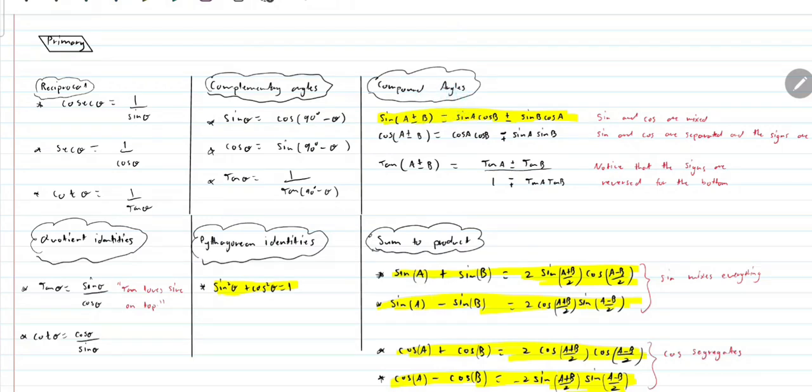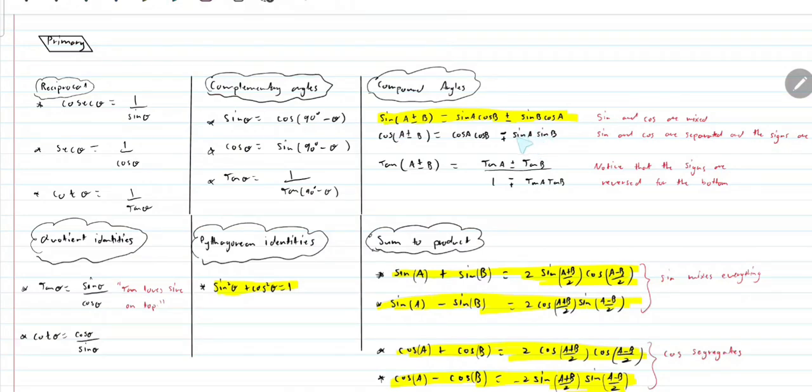Now, what I want you to remember is that sine sort of mixes everybody up. So once you have sine of a plus b or sine of a minus b, you're going to have the sine and the cos multiplying each other. So sine sort of mixes everybody up. And cos segregates, cos separates everybody. So you got the two cos's together and the two sines together.